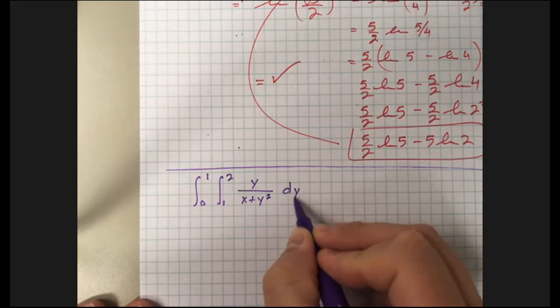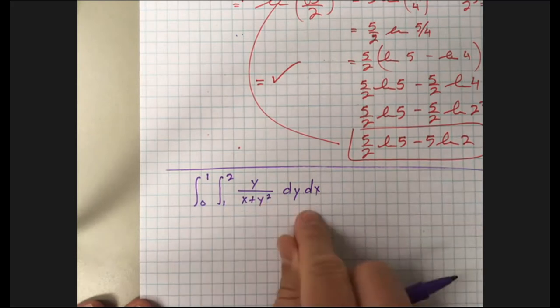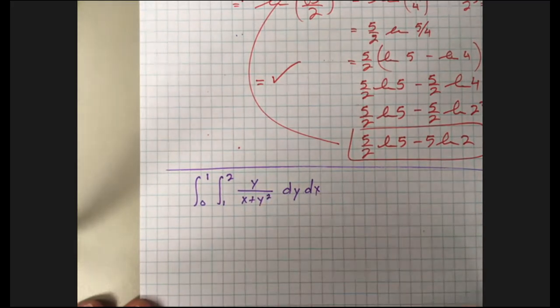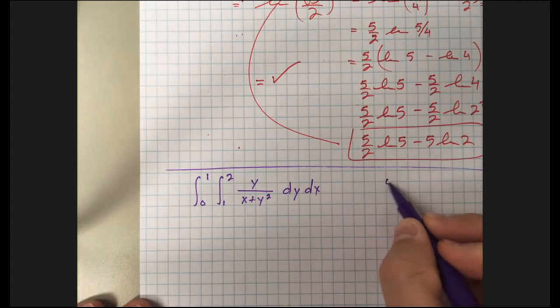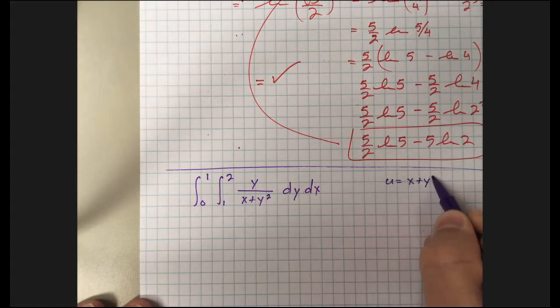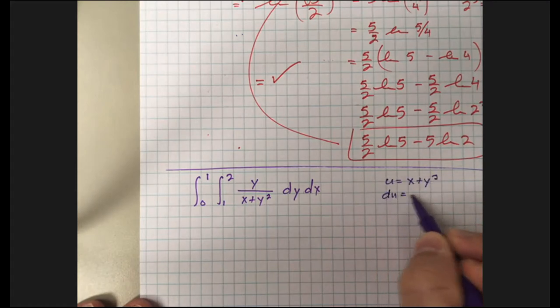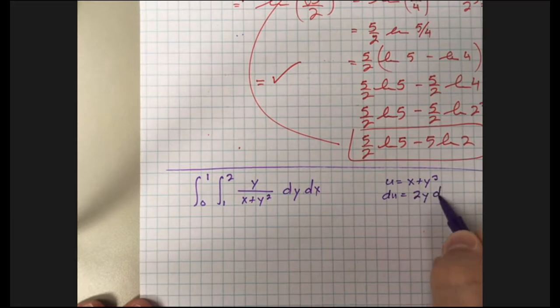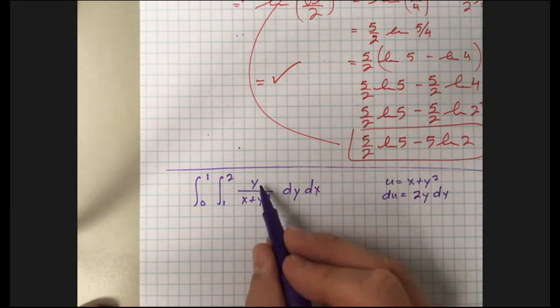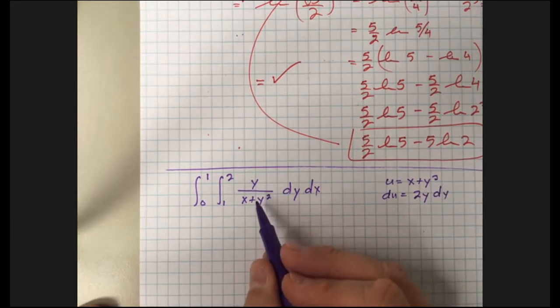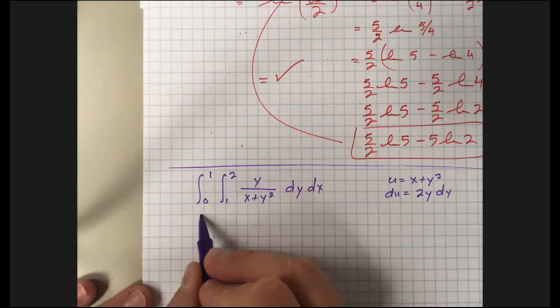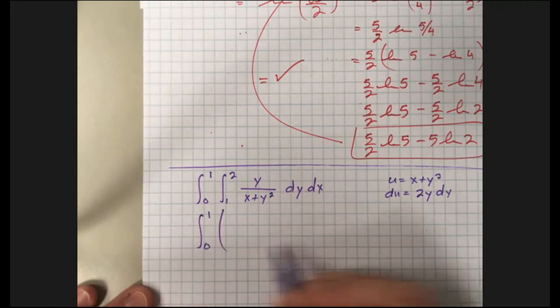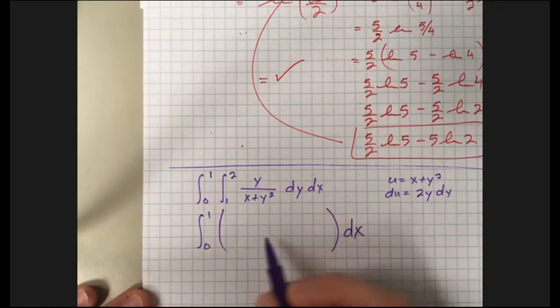So let's just quickly scan this double integral in the order it was originally given to me. Now, with respect to y, I could let u be x plus y squared, and then du would be 2y dy. So this could be the integral of 1 over u, and the y dy is 1/2 du, right? So I could write this as integral 0 to 1 dx. I'll evaluate that in a second.